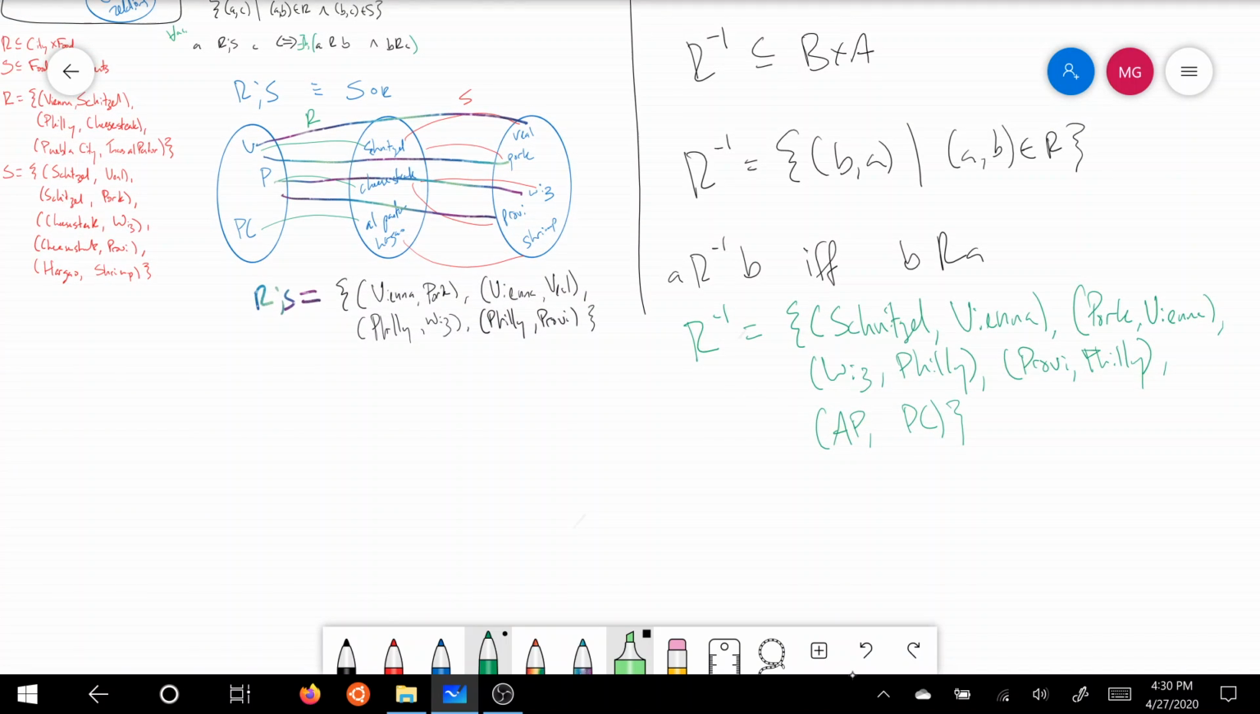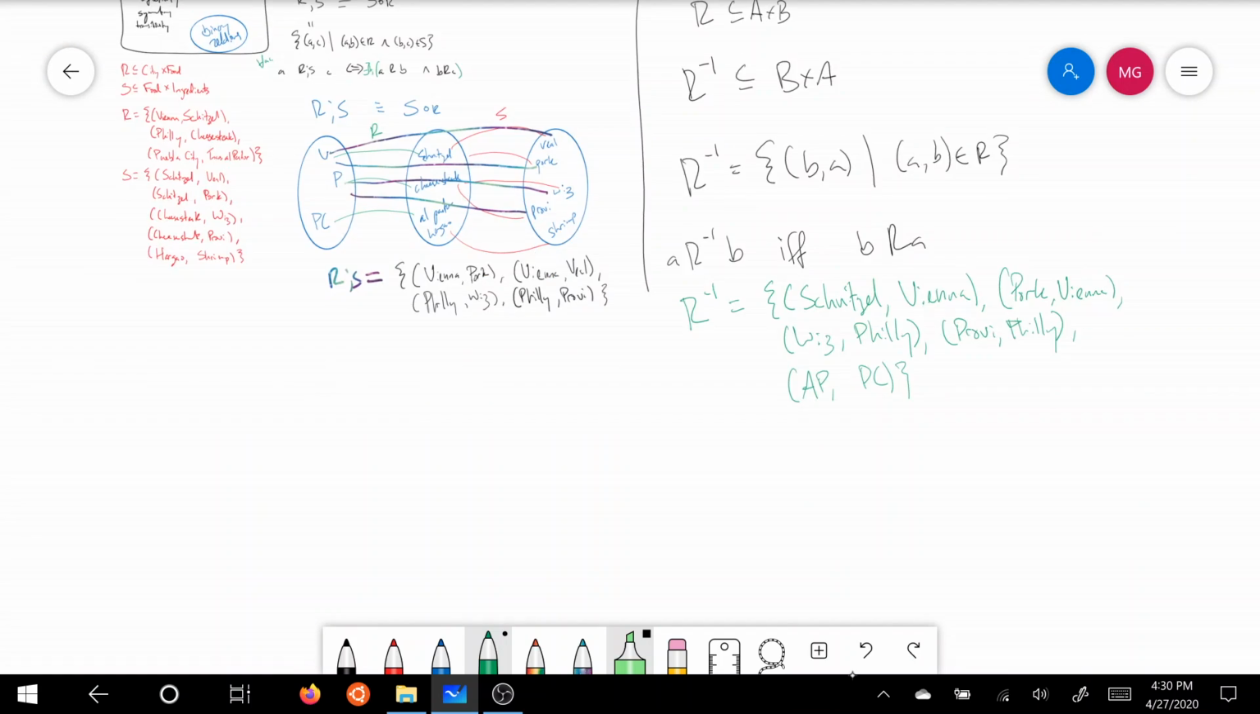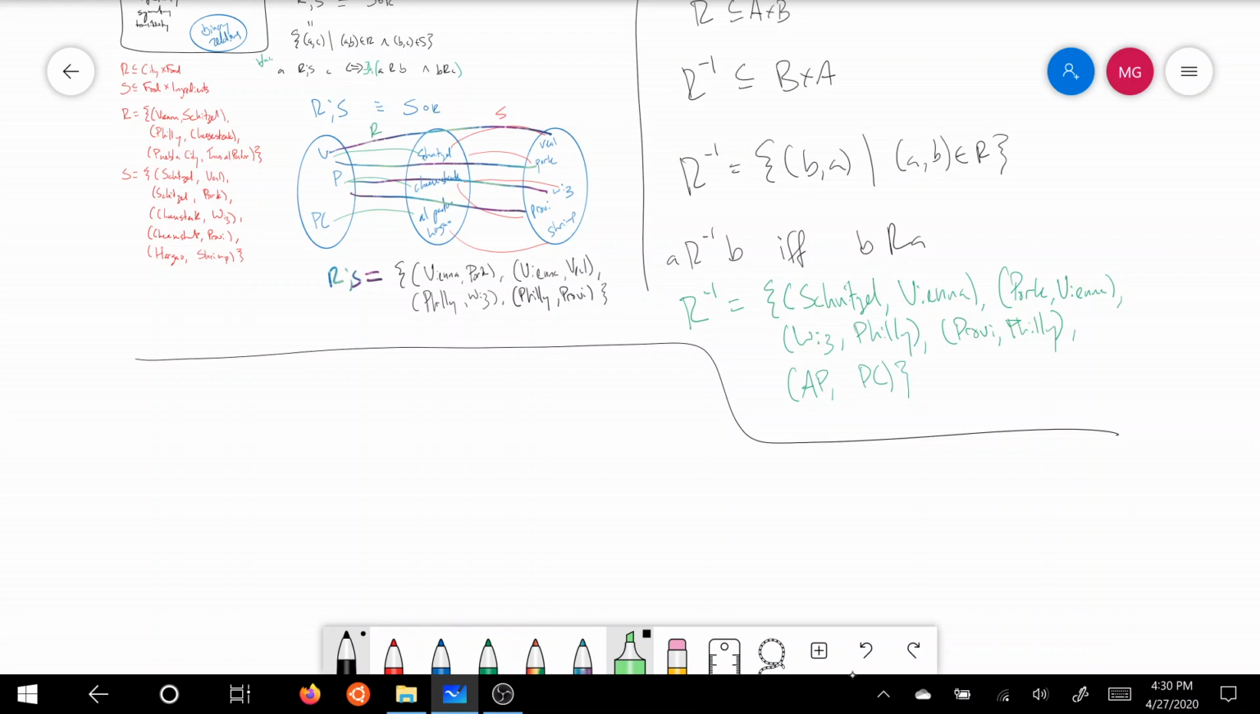Okay, these are probably the two most common operations people perform on relations. The next most common things people do are the closure operations. So these are relatively quick to explain. Let's do closure operations.